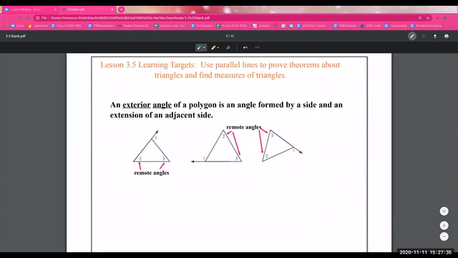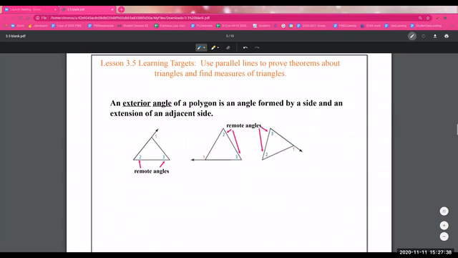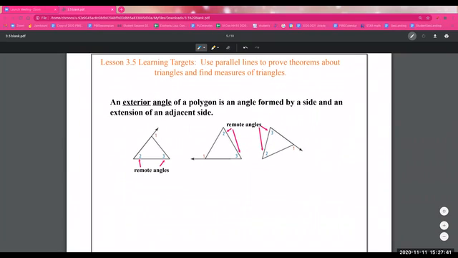All right, a vocabulary word for you. An exterior angle of a polygon is an angle formed by a side of the polygon and an extension of an adjacent side. So if you take this angle right here, okay, if you extend a side, this angle out here, so one of the sides plus the other side extended is called an exterior angle. All right, so like if you extend this side and then look at this side, this is an exterior angle.